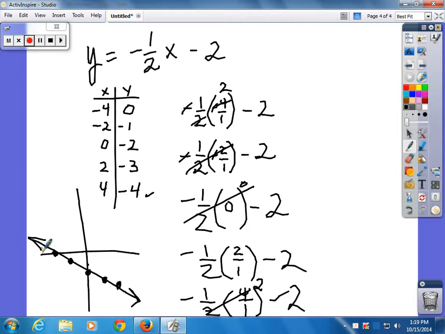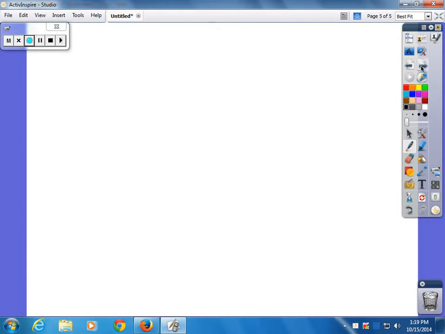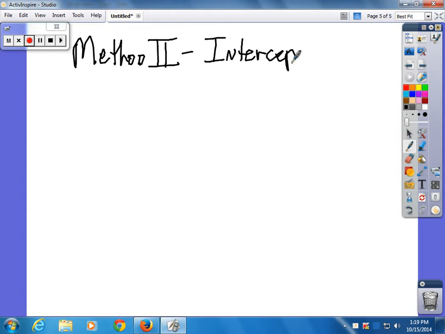So let's do method 2 now. Method 2 is called the intercept method. In the intercept method, they'll have it in your book, graph using the x and y intercept. So out to the side, you need to put graph using x and y intercept. So that's what they'll have out in your directions. Graph using x and y intercept, or graph using the intercepts.